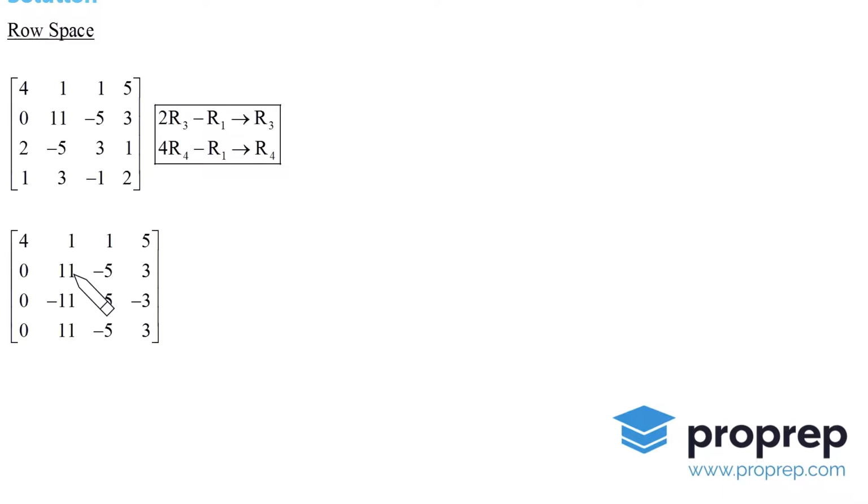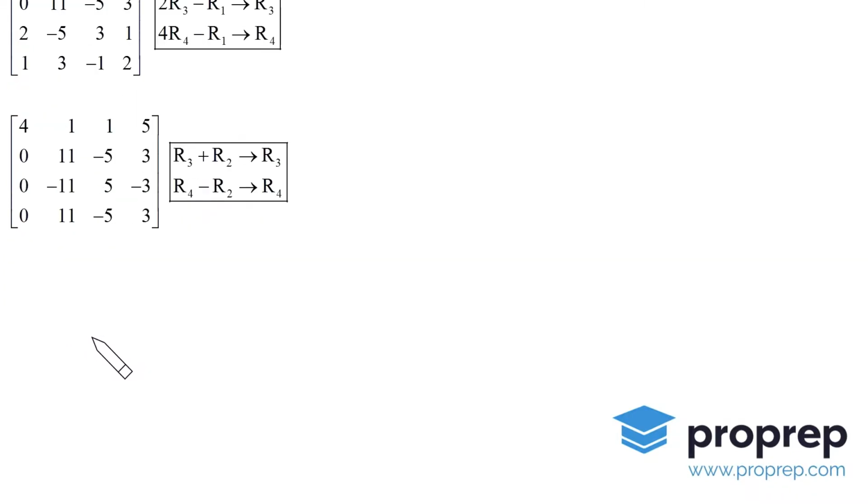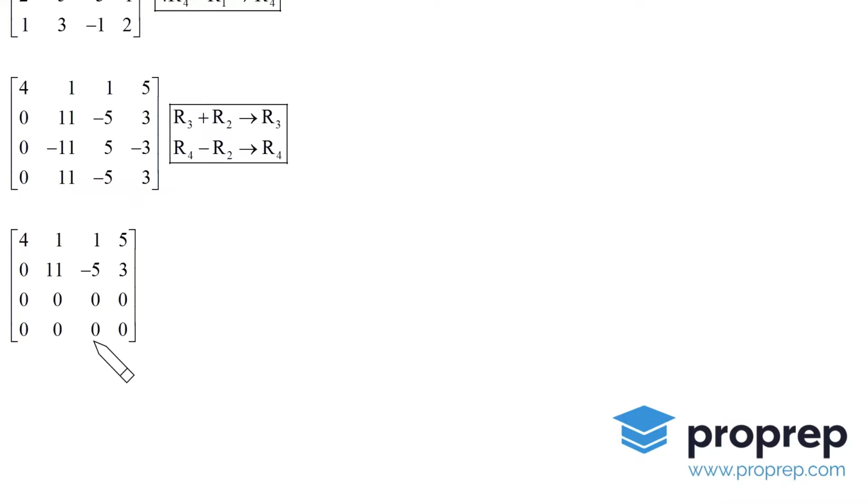And now we want zeros below this 11. Well, we'll just add this row to this and subtract it from this. And after we do that, we have this with 2 rows of zeros. So just the first 2 rows are non-zero, and these are the 2 that provide us with the basis for the row space. Just 4, 1, 1, 5, just copy them. And yes, the dimension is just by counting 1, 2.